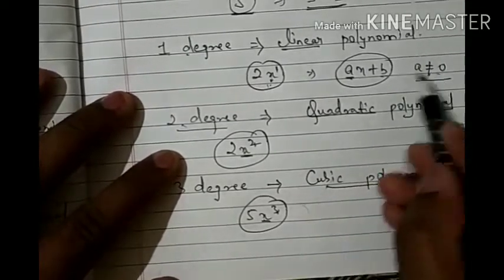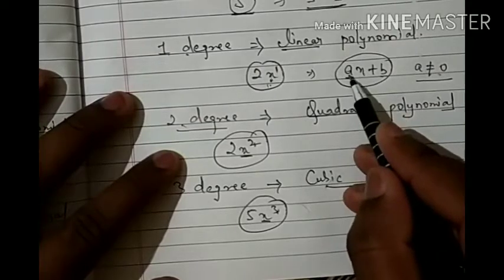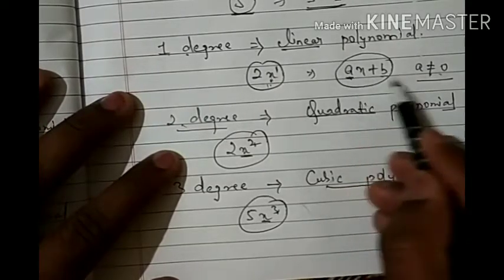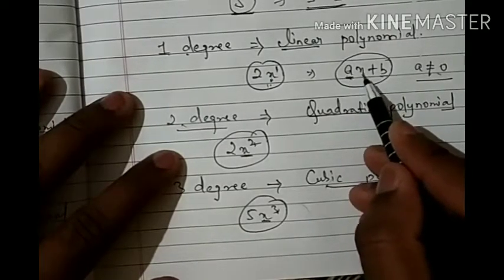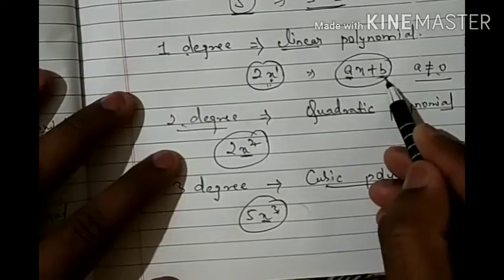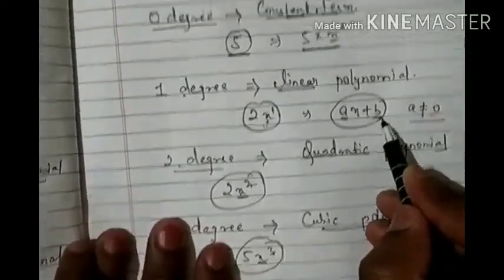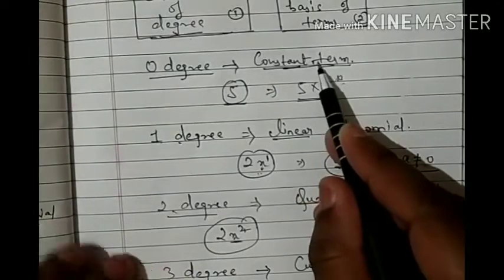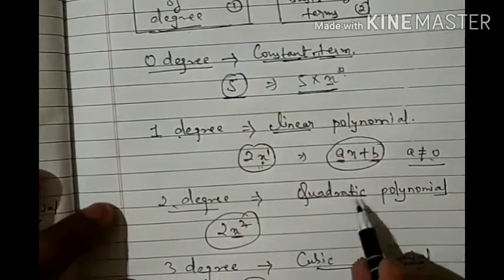What will happen if a equals 0? If a is equal to 0, then 0 multiplied by x will be 0. 0 plus b, we are only left with a constant. Where will we go? We will go into constant term, that is 0 degree.